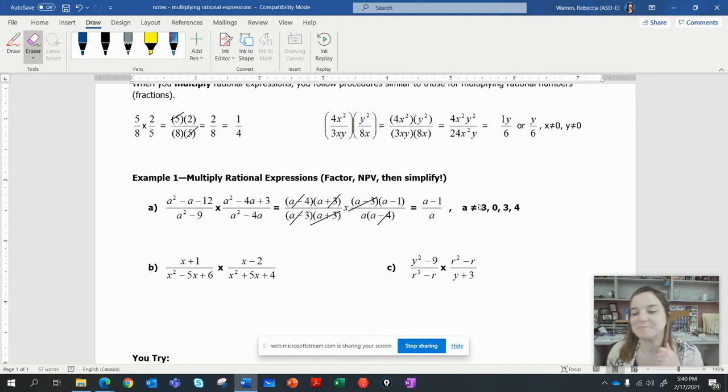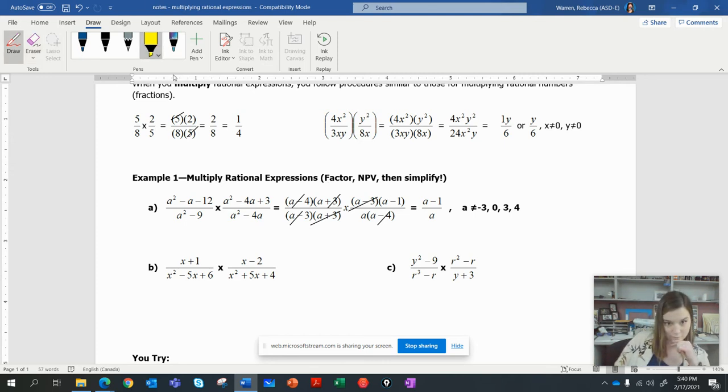Non-permissible values come from the original question, so they come from here before we started crossing stuff out. And of course, non-permissible values are just your denominator. So a cannot be plus or minus 3, a cannot be 0, and a cannot be positive 4, because any of those numbers would make any of those denominators 0, which would make the whole denominator 0, which is non-permissible.